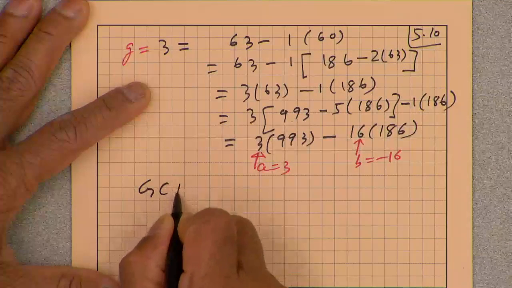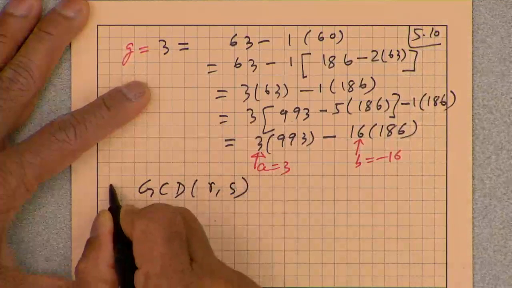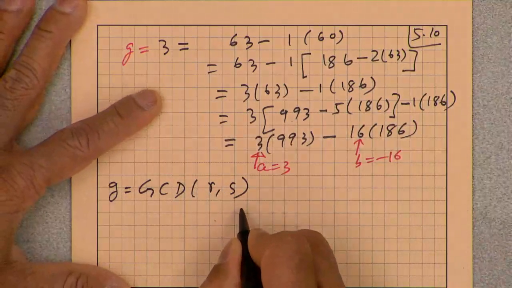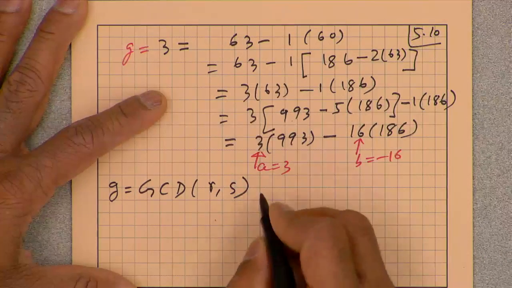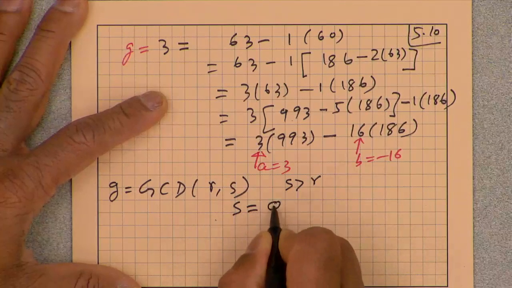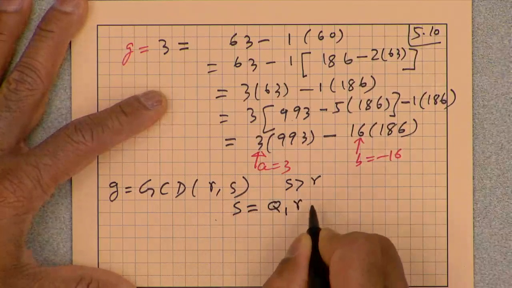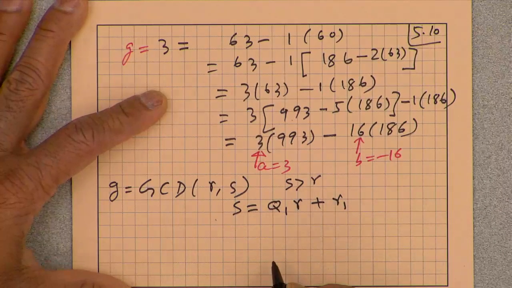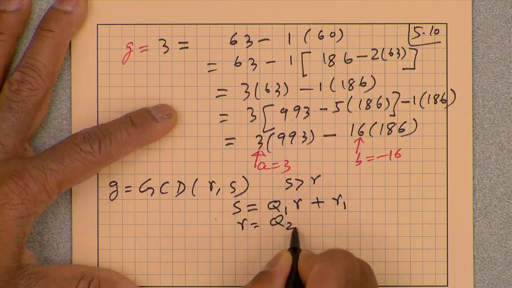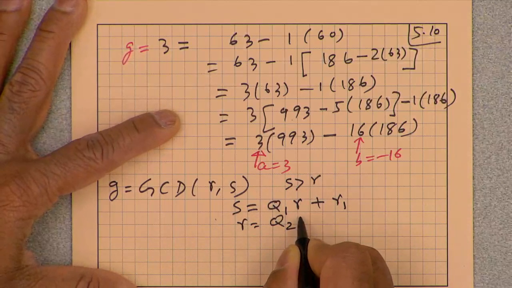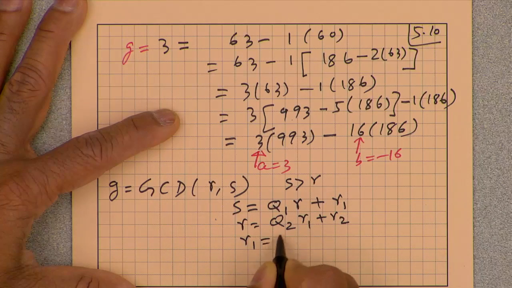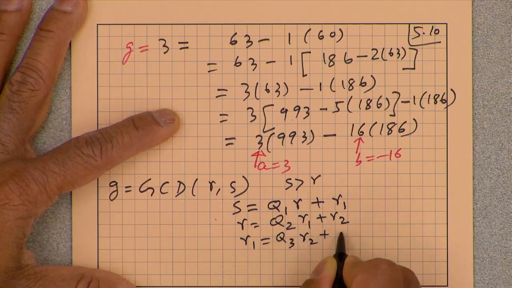Let's say that we want to compute the GCD of R and S, which is G, I suppose. I can write down R, and let's say S is bigger than R. So I can divide S by R. So S is the first quotient Q1 times R plus remainder R1. Then take R divided by R1. So R is equal to Q2 times R1 plus remainder R2. Then take R1 divided by R2. So that's the third quotient plus the third remainder.